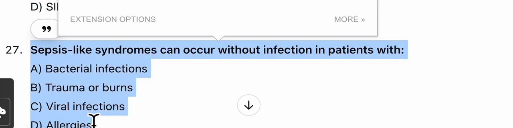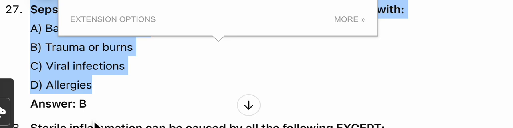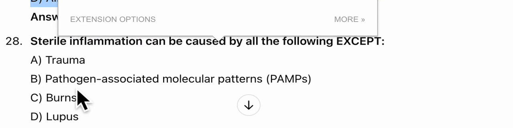Sepsis-like syndromes can occur without infection in patients with A. Bacterial infections. B. Trauma or burn. C. Viral infections. D. Allergies.